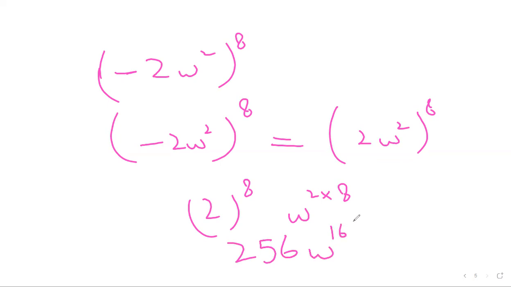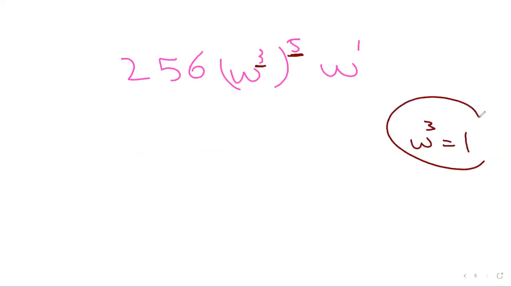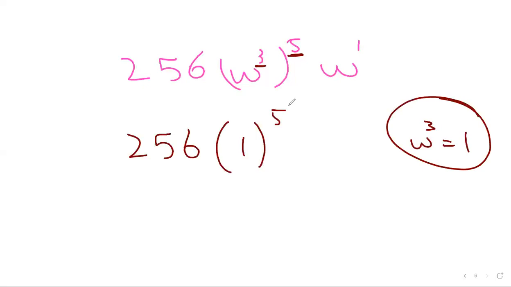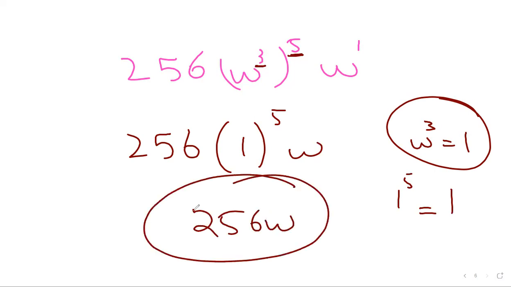Now what we will do: 256 omega 16. 16 can be written as 3 5s are 15, 15 plus 1 is 16. Why have I broken it down into multiples of 3? Because we know that according to the second property, omega cube is equal to 1. So 256 into 1 having power 5 into omega. 1 will remain 1, 1 having power 5 is 1. It means that 256 omega will be your answer.